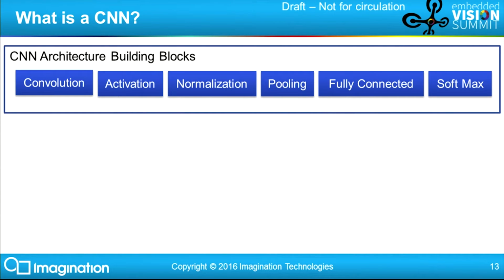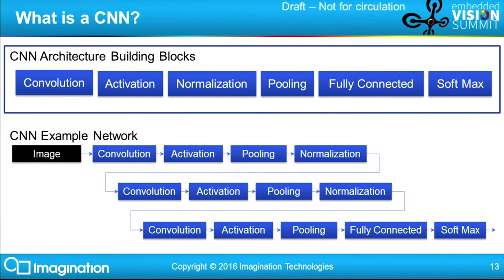So I'm not going to spend a lot of time looking at what a CNN is. I think it's been covered well elsewhere in this session. But just to briefly say, we've got a set of building blocks, and we can combine the building blocks in some way to define the architecture that we want. So at the top, we've got the key representative building blocks, and then an example network there.